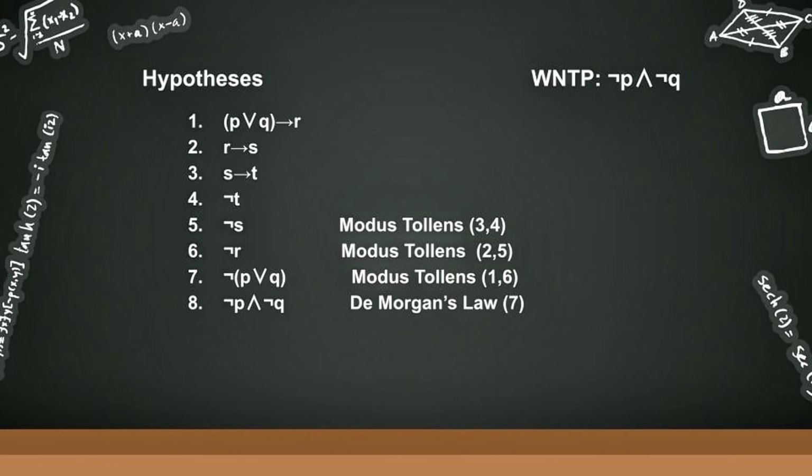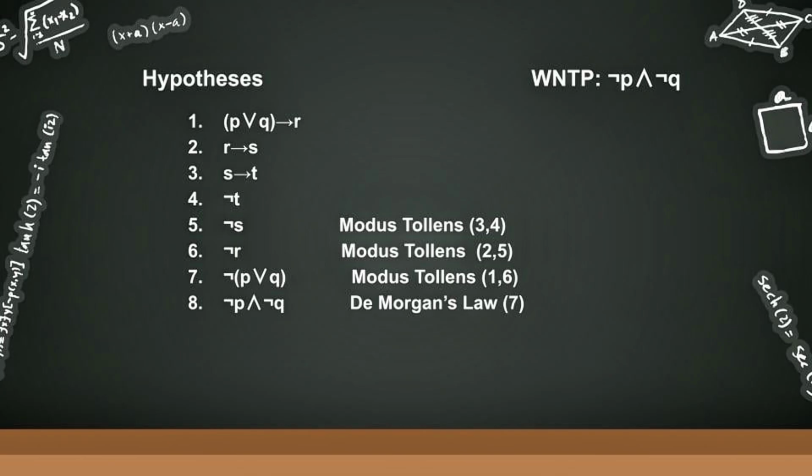Next is for the hypothesis number 6. So we use modus tollens to get the negation of R, and we use the hypothesis 2 and 5. So R implies S, negation of S, therefore negation of R. Next, for hypothesis number 7, we also use modus tollens for 1 and 6. Since 1 states that the quantity of P or Q implies R, and 6 is negation of R. So, quantity of P or Q implies R, negation of R, therefore negation of the quantity of P or Q.